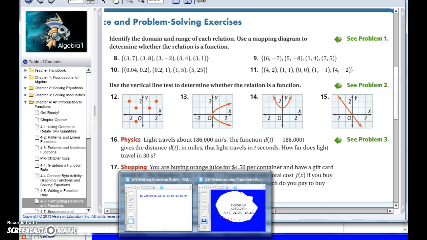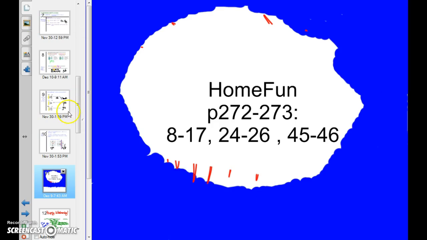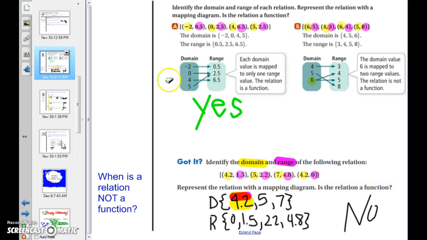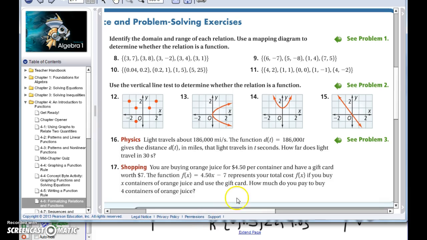Now, if you're like, I don't know how to do this, go back to your notes. Oh, hey, look, a mapping diagram. Now I can do it. Great. Okay, back to the book. These vertical line test. You should be able to do that. Use your pencil if you need to. These, how far does it go in 30 seconds? You've got to figure out, how can I plug that in? I bet you can do it, even though I didn't do an example like that. Same with number 17. You can figure out, I know you can. Pause it here if you need to.